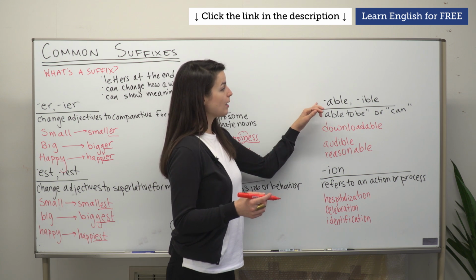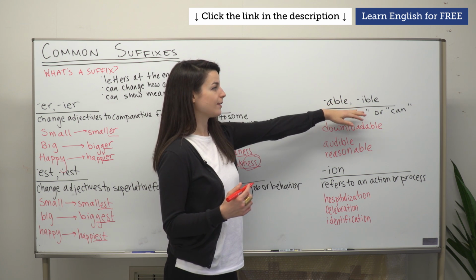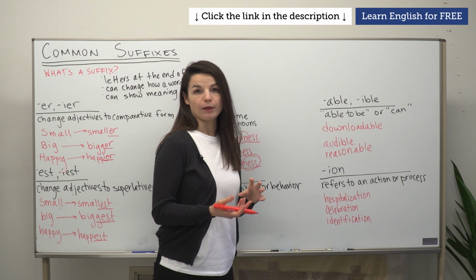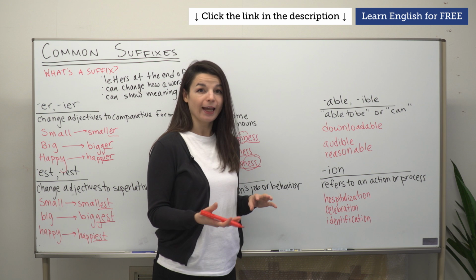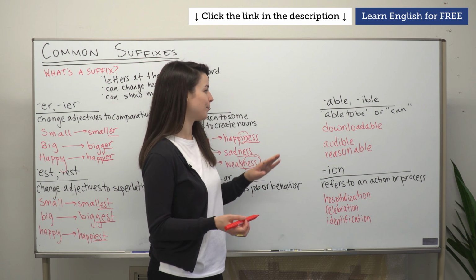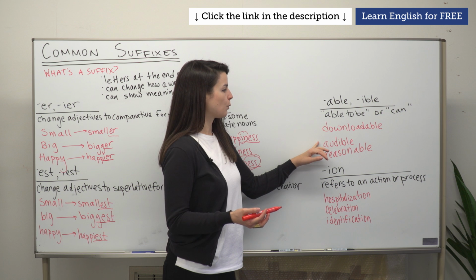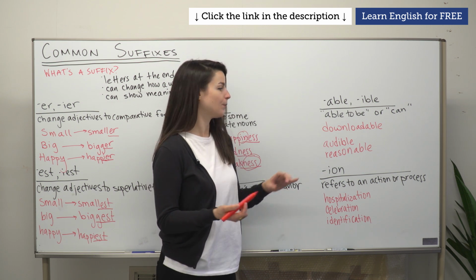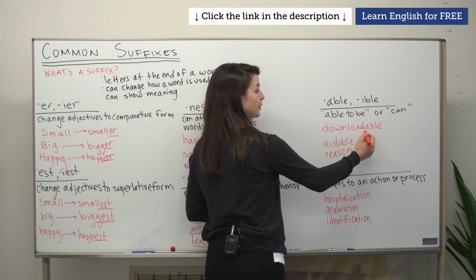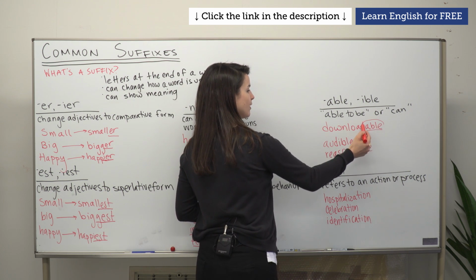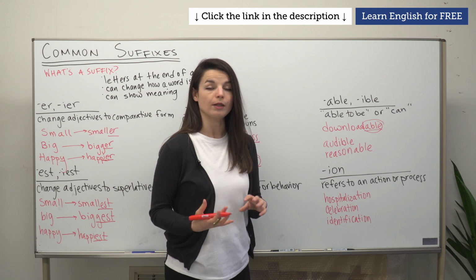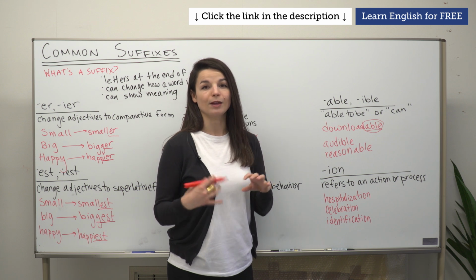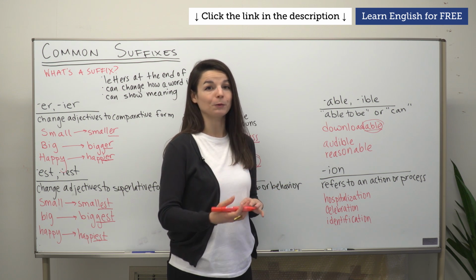We have able and ible. Both of these mean able to be, or more simply perhaps, can. So something is possible, for example. These show that the root is something that we can do, or it is possible to do. Examples of this, the word downloadable. The suffix here is able, meaning able to be or can, and the root is download. So this means something which can be downloaded, downloadable.